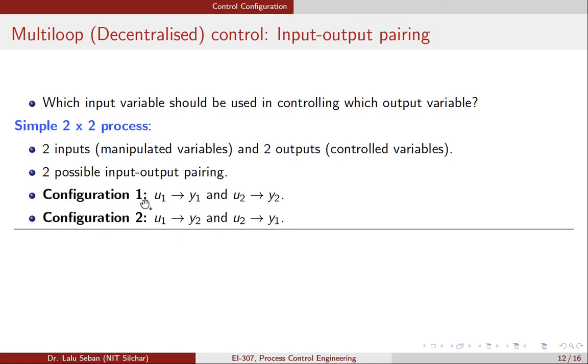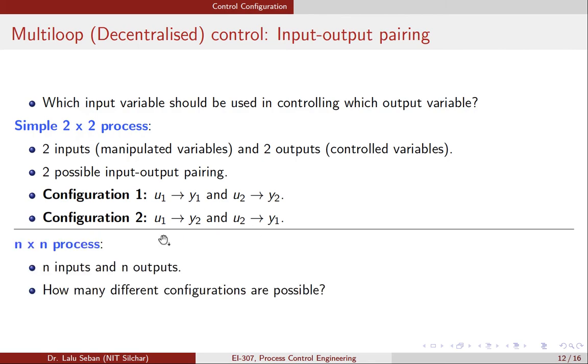Configuration 1, which is u1 used for y1 and u2 used for y2. That is the diagonal pairing. Or we can go for configuration 2, where u1 will be used for controlling y2, and naturally u2 will be used for controlling y1, which we will call the off-diagonal pairing. So for a 2 by 2 process, two different possibilities are there.